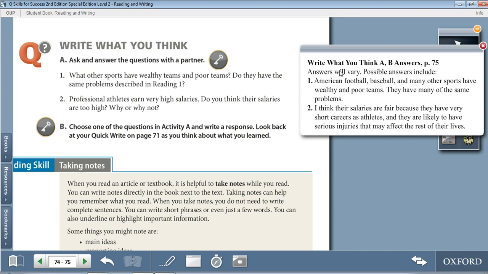Of course, the answer will vary based on your discussion. For example, American football, baseball, and many other sports have wealthy and poor teams. They have many of the same problems.